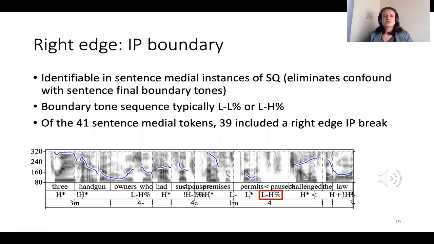The third and final feature of the intonation of subclausal quotation is the right edge being marked with an IP boundary. This is identifiable in the sentence medial instances of subclausal quotation, which eliminates the confound with sentence final boundary tones. The boundary tone sequence used to mark the right edge is typically a low minus low percent fall or a low minus high percent rise. Of the 41 sentence medial tokens, 39 included a right edge IP break.